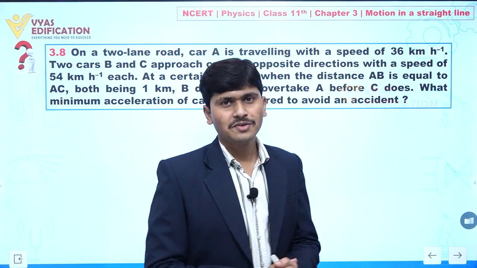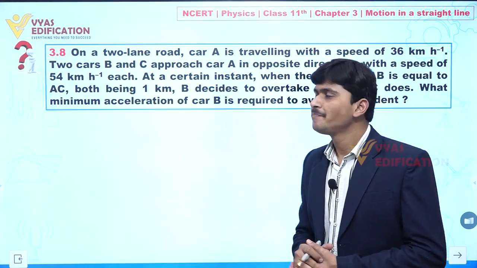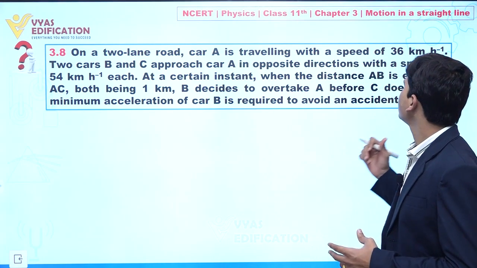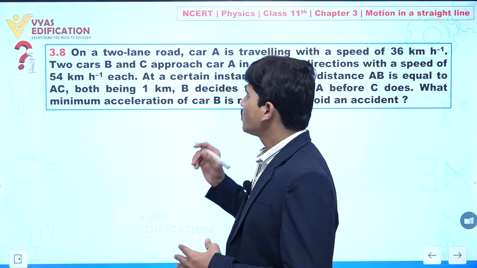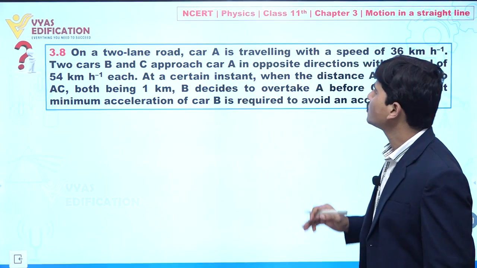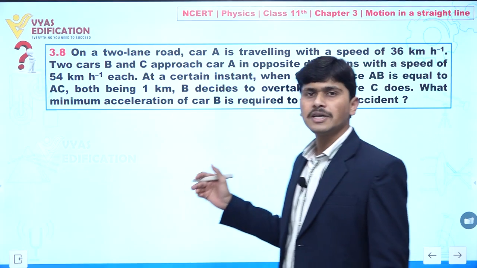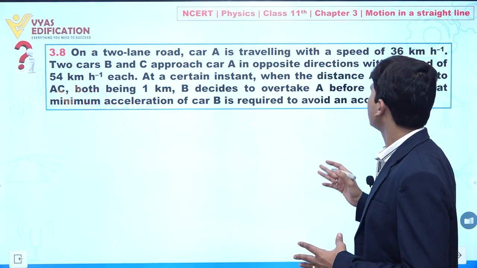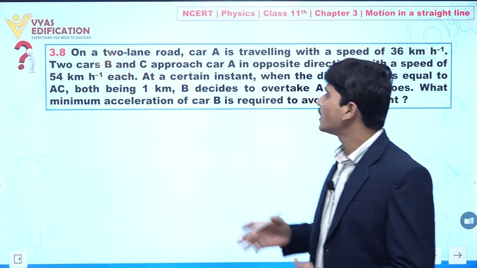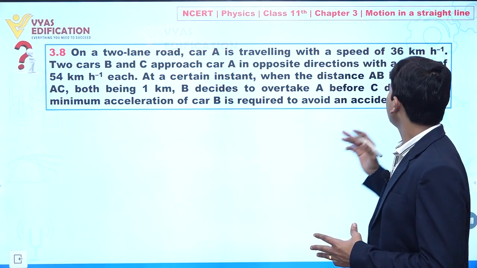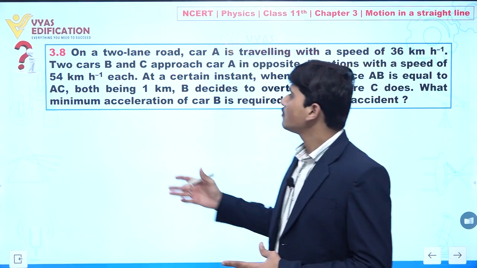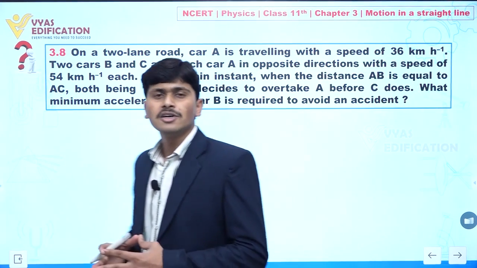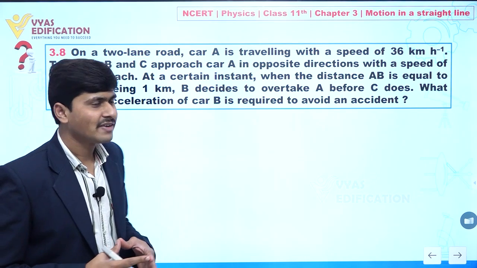Now dear student, we are going to discuss question number 3.8. In this question it is given: on a two-lane road, car A is travelling with a speed of 36 km per hour. Two cars B and C approach car A in the opposite direction with a speed of 54 km per hour each. At a certain instant when distance AB is equal to AC, both being 1 km, B decides to overtake A before C does. What minimum acceleration of car B is required to avoid an accident? Clear?